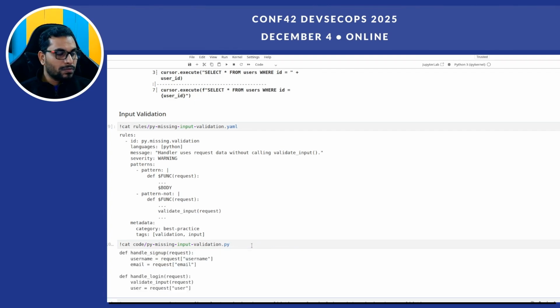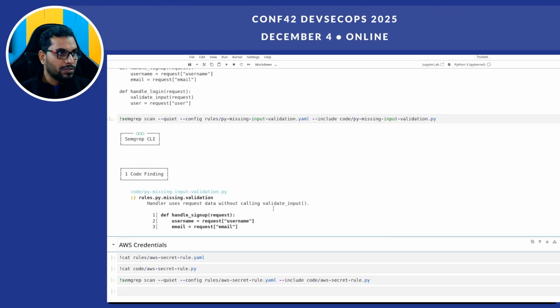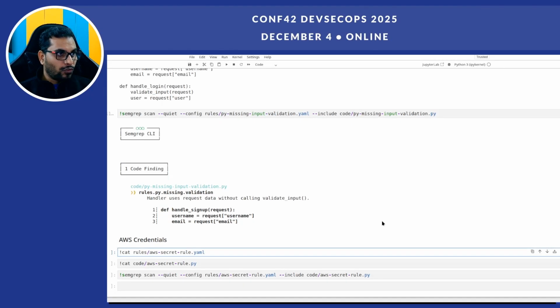Now let us look at that. So there are 2 functions here. The first function just processes the input as it is. And the second one actually validates the input first and then only processes that. Again, we found 1 issue, because the second part of the code actually used the validate input function. The first one did not. So that was found. And as you can see, this is a multi-line pattern, and it found all the lines that match the pattern.